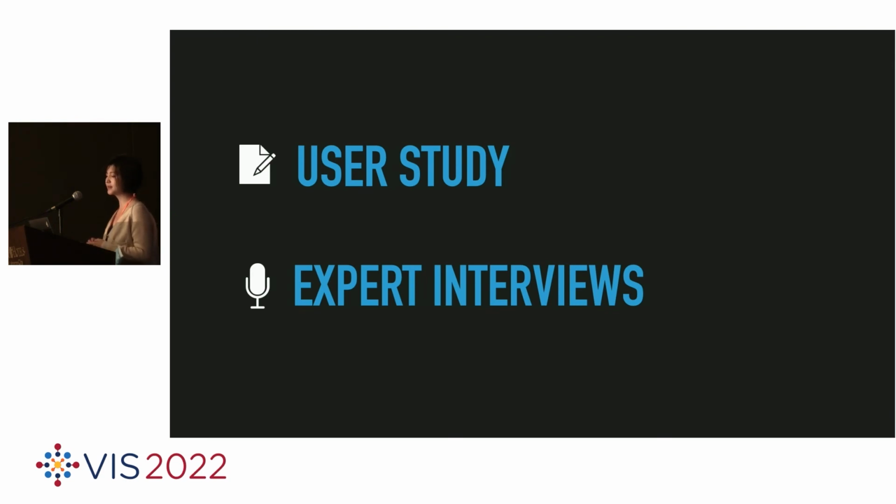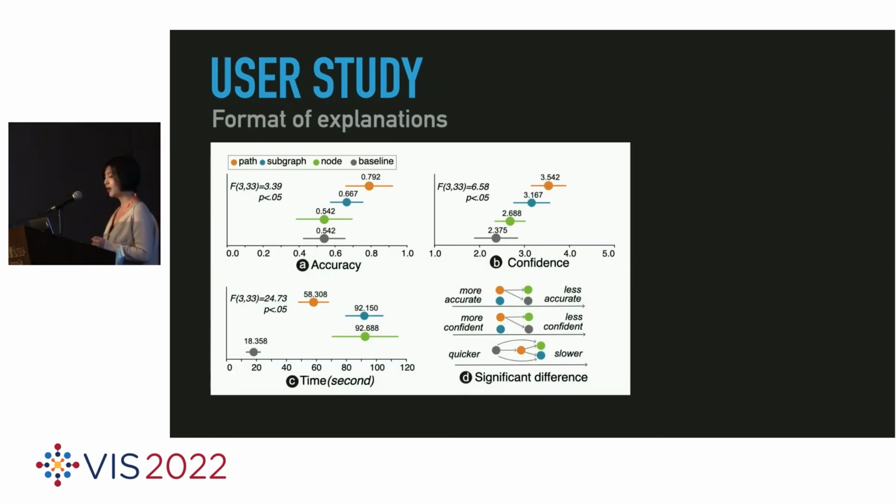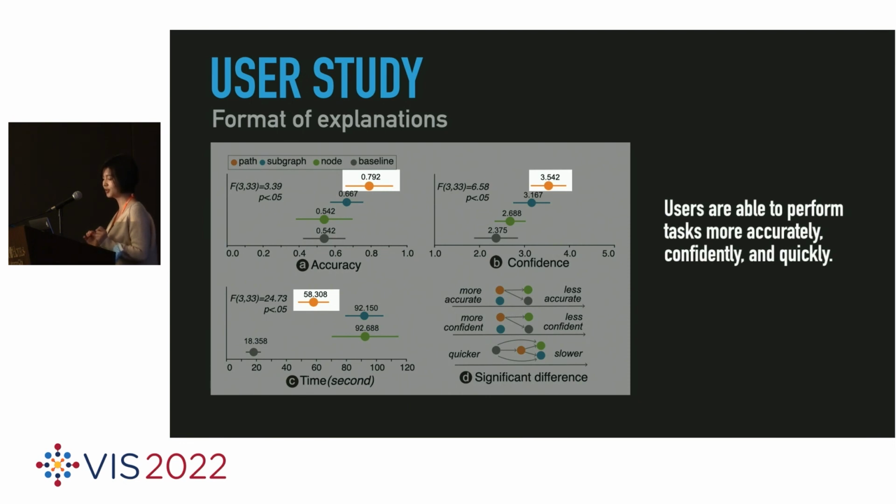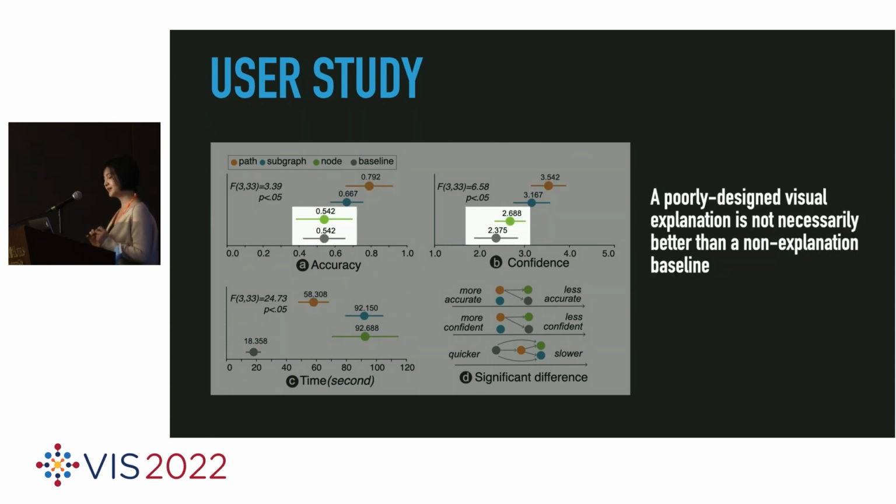We further conducted a user study and expert interviews to evaluate this visualization tool and the design process. I only report some findings of this evaluation. Here, we can show that with path-based explanation, users are able to perform tasks more accurately, confidently, and quickly. Surprisingly, we also found that a poorly-based visual explanation, which is a node-based explanation in our case, is not necessarily better than the non-explanation baseline. That is a very interesting observation.